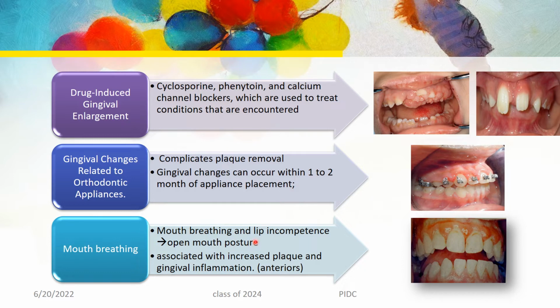Mouth breathing and lip incompetence together result in an open mouth posture, a posture like this. This may be associated with increased plaque and gingival inflammation, especially in the anterior area.